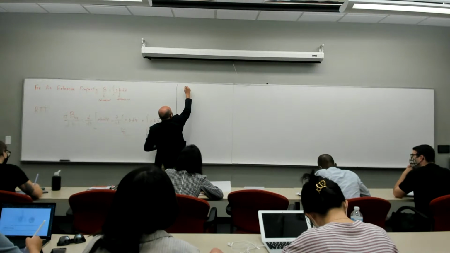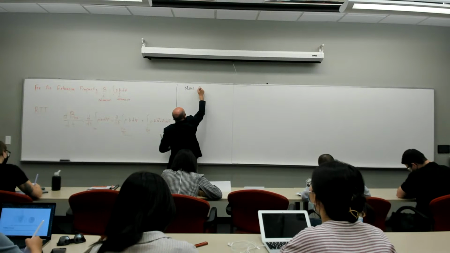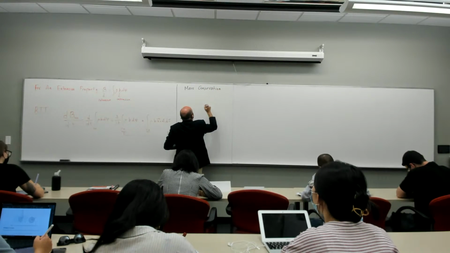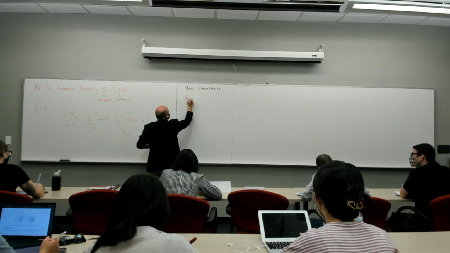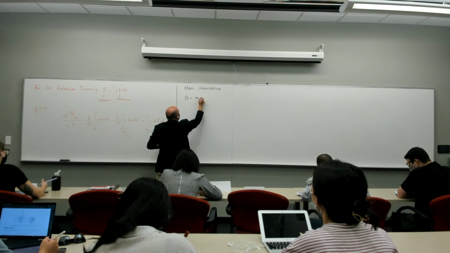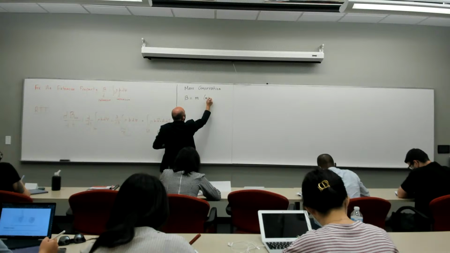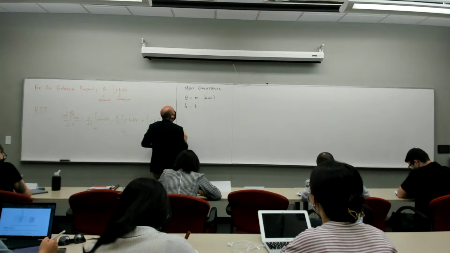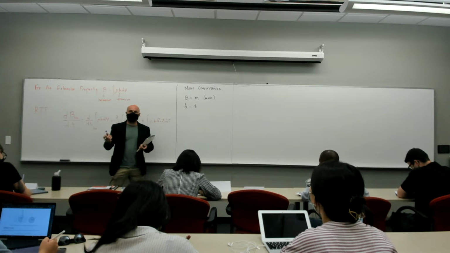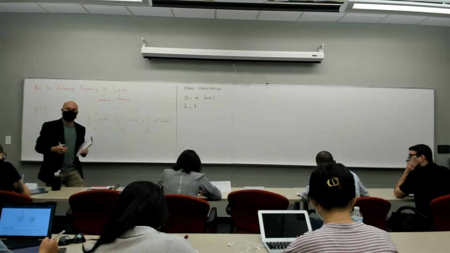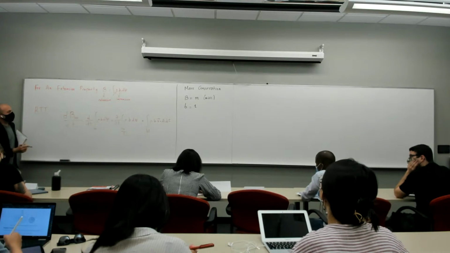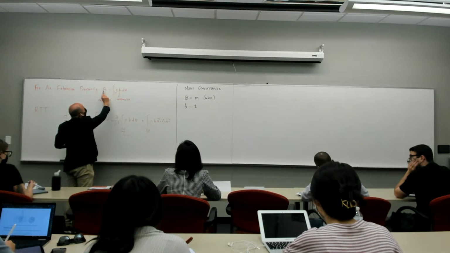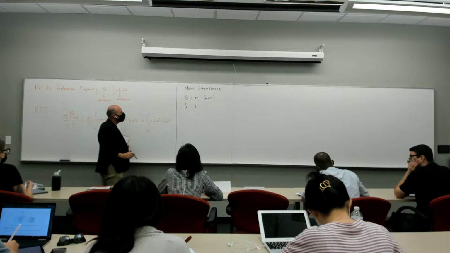So, mass conservation. In this case, B is mass, M, which is the extensive property, and lowercase b is 1, the intensive property of mass, okay? Because you already have rho over here, so b becomes 1. In other words, mass is the integral of rho dV, okay?